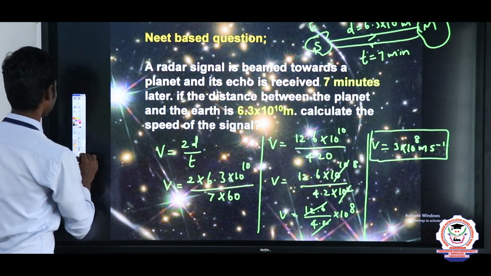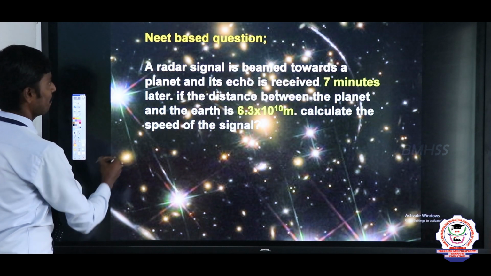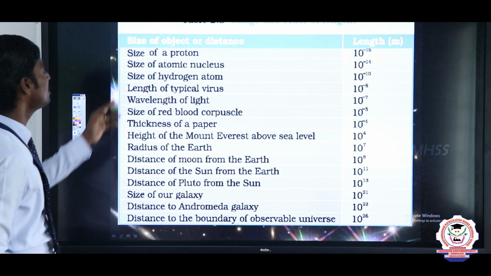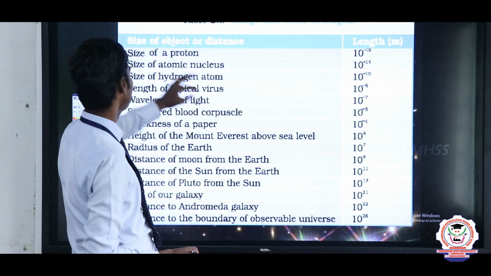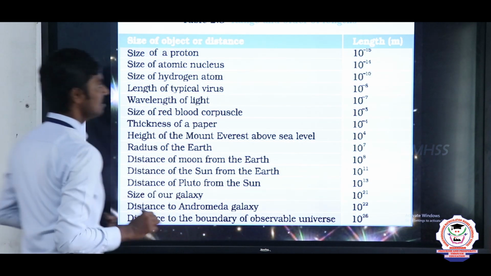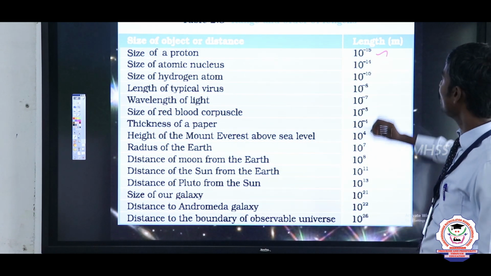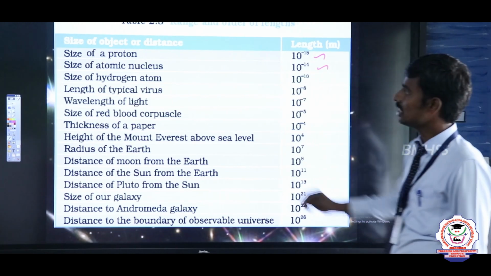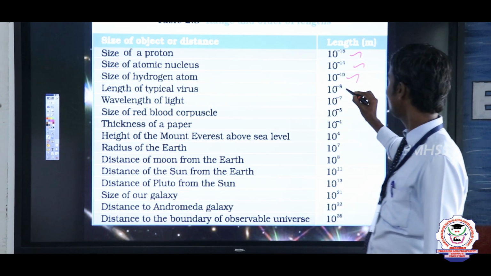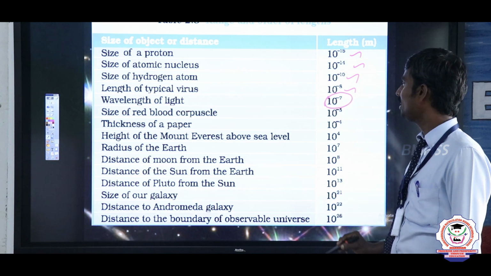The next one is some range and order of length, size of the object or distance and length. See, size of the proton 10 power minus 15 meter. The next one is size of the atomic nucleus 10 power minus 14 meters. The next one is size of the hydrogen atom 10 power minus 10 meter. Length of the typical virus 10 power minus 8 meter. Wavelength of the light, very important, 10 power minus 7 meter.